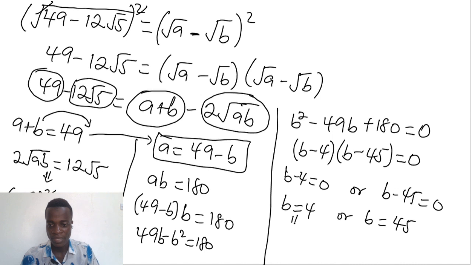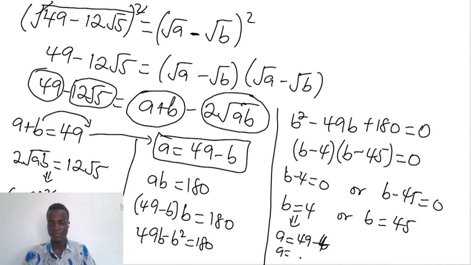So if b is equal to 4, then a will be what? 49 minus b. 49 minus 4, which is the b. So our a is what? 45. Then if b is 45, then a will simply just be 4.